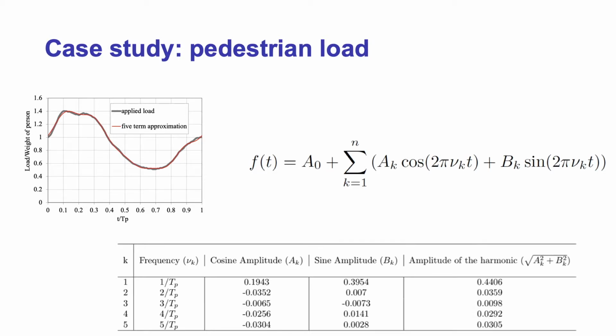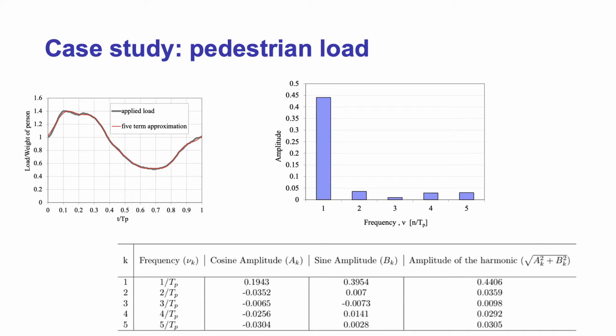Furthermore, on the basis of the amplitudes a and b of the cosine and sine components, we can calculate the amplitude of each harmonic as the square root of the sum of a sub k squared plus b sub k squared. This amplitude is a measure of the energetic content that is contributed by each harmonic. This information can be presented in a graphical form by plotting the amplitudes of each harmonic against their corresponding frequencies.